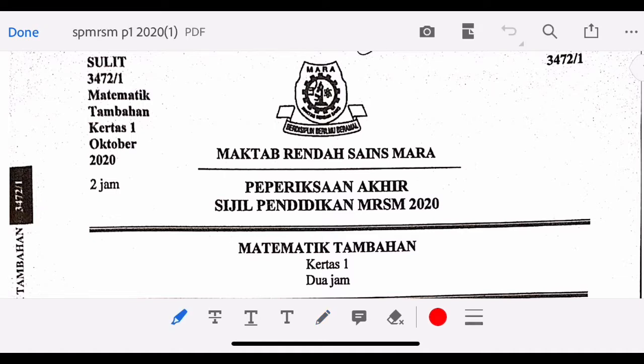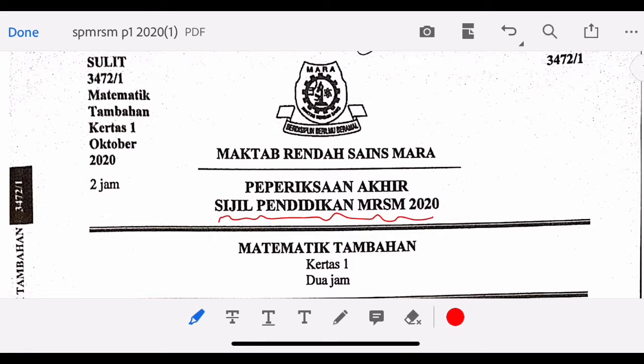So for today's video sharing, I will discuss the MRSM 2020 trial exam question. I took quite long to search for this paper. Finally, I actually found this set of paper, and I think every SPM exam candidate for 2020 should go through the MRSM paper before you go for your coming SPM exam.